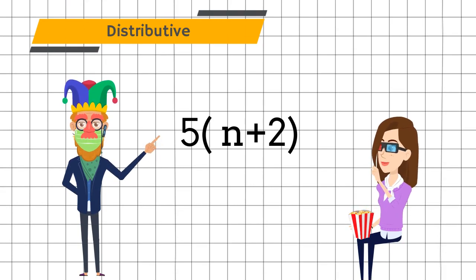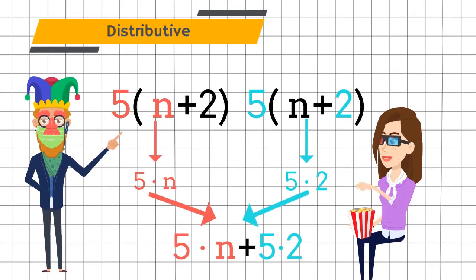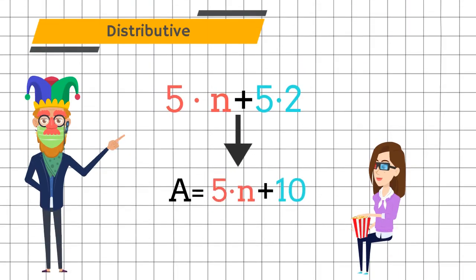For example, if we have 5 multiplied by the sum of a number and 2, we'll need to multiply 5 by a number and add it to the product of 5 and 2. So the product of 5 and 2 is 10, and the product of 5 and a number is 5 by a number.